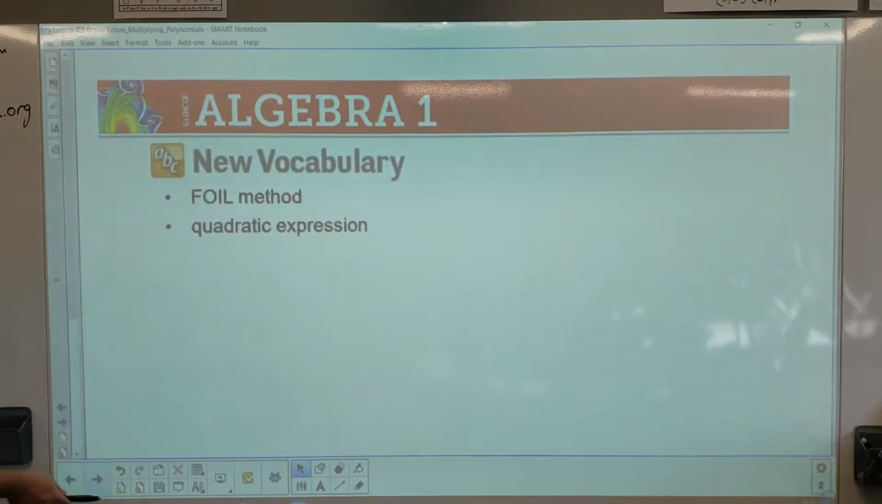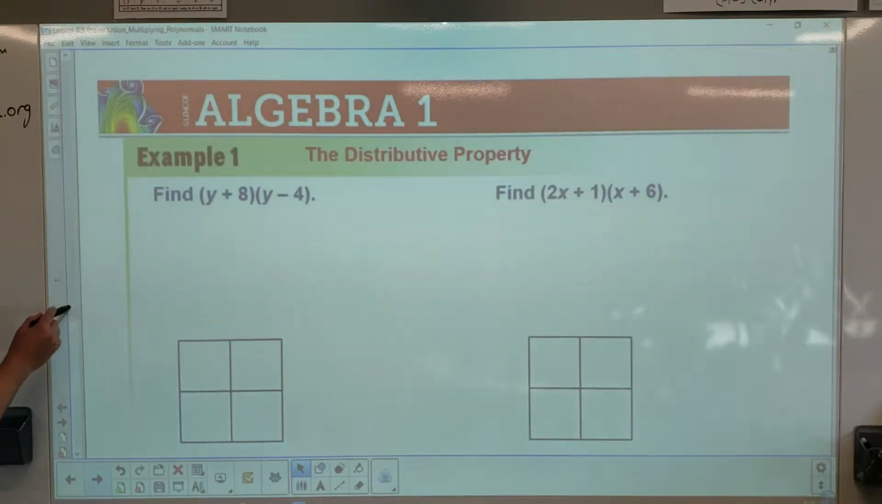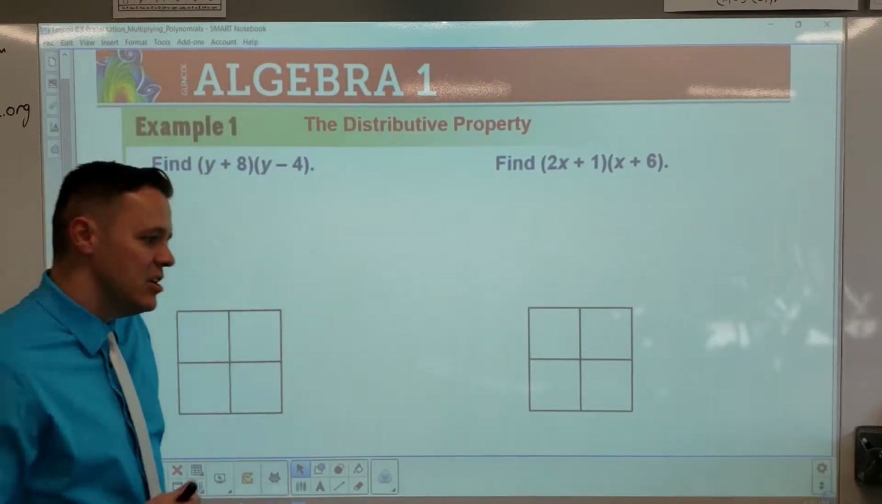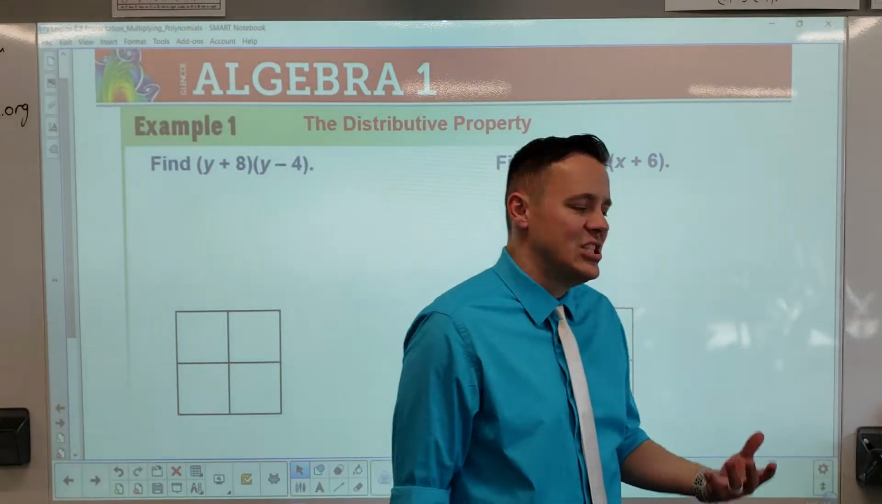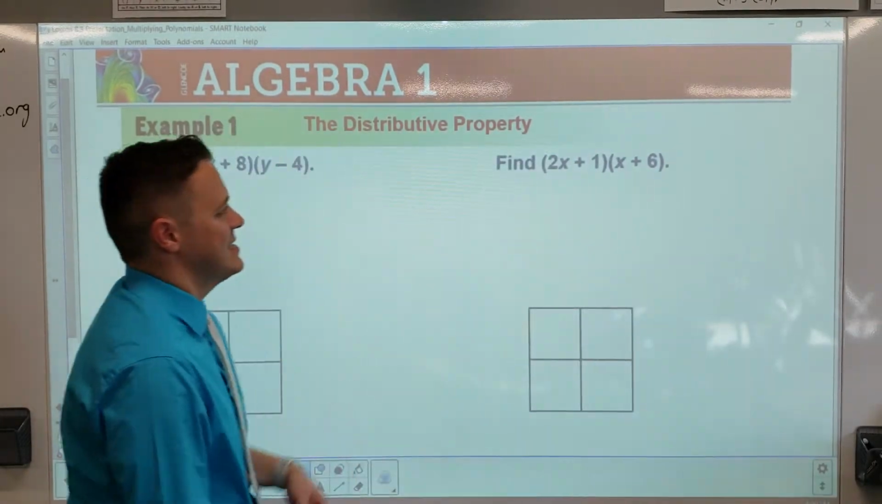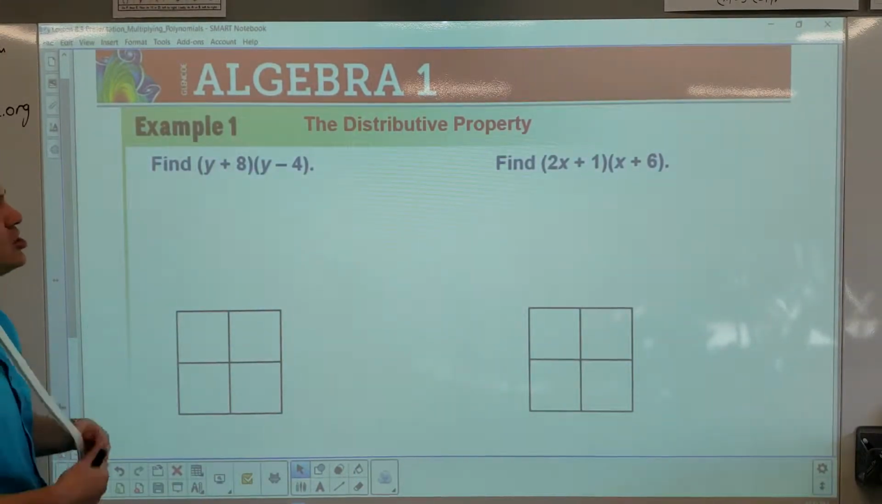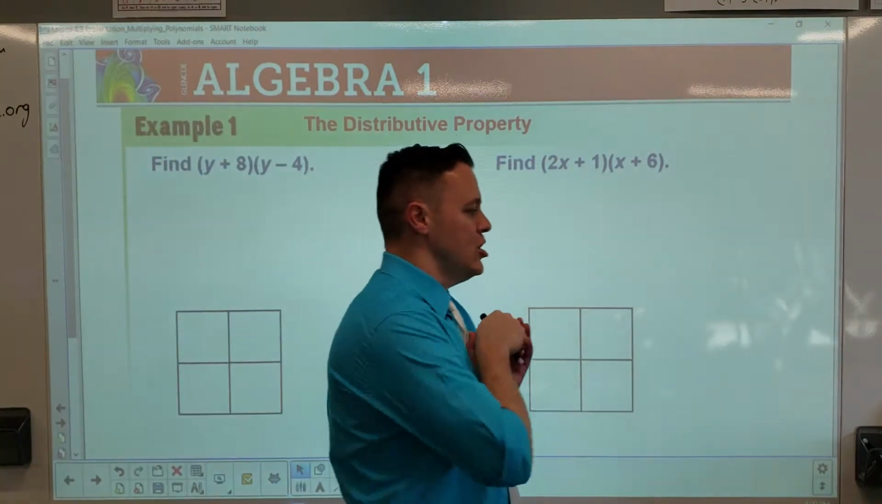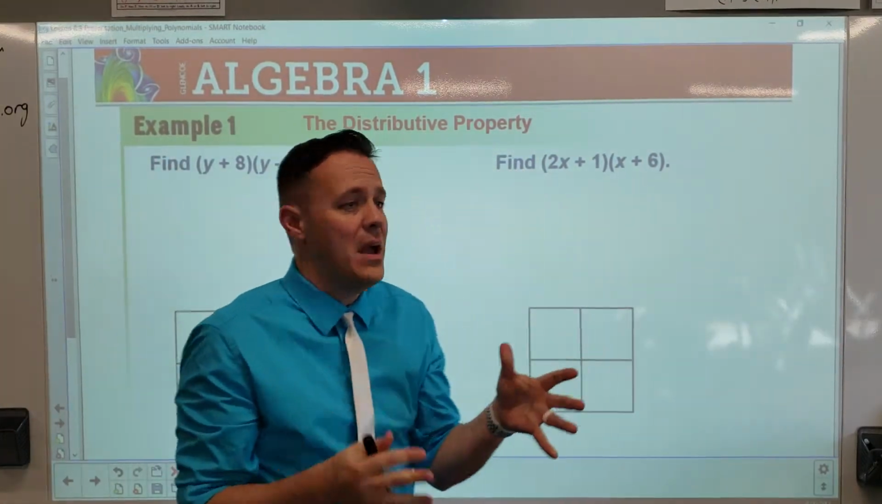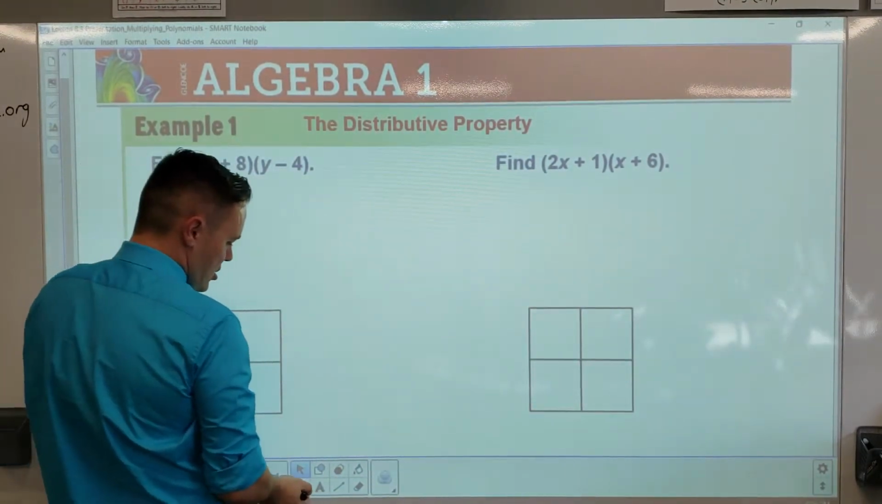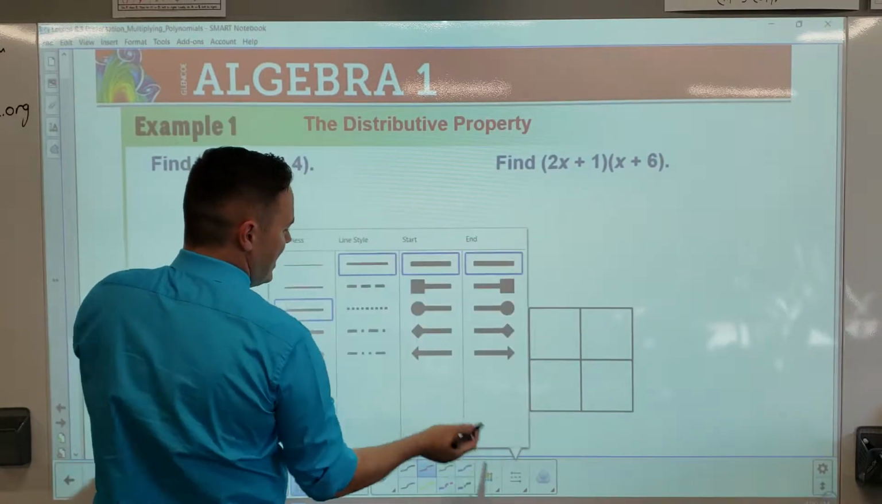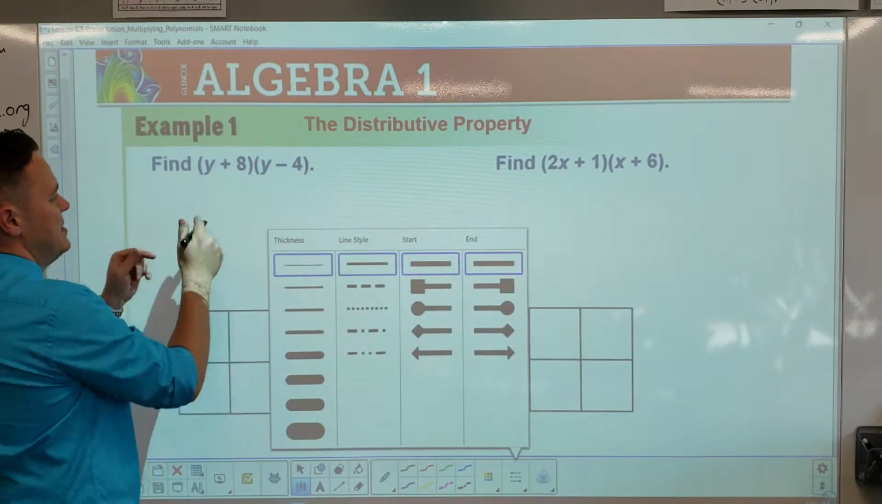All right, FOIL method and quadratic expressions. First off, when you get your notes on Canvas, you will see that the notes already have these boxes in there, and I'll explain that in a second. So this is what we're going to be doing. First, you can use the distributive property. What that means is that you can actually solve this by distributing it by pieces.